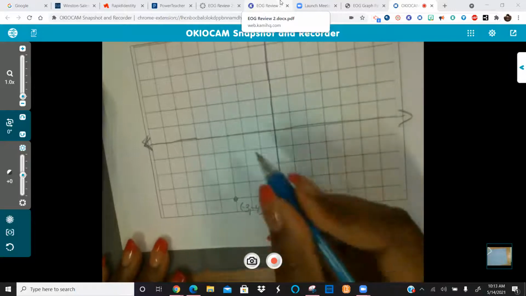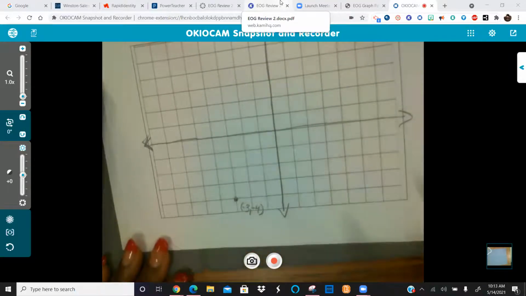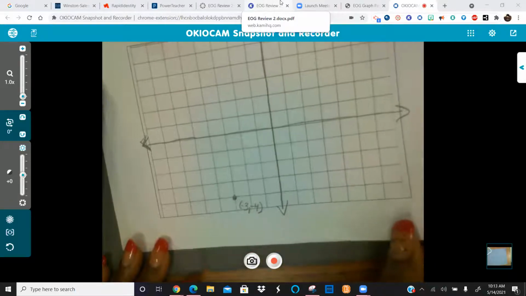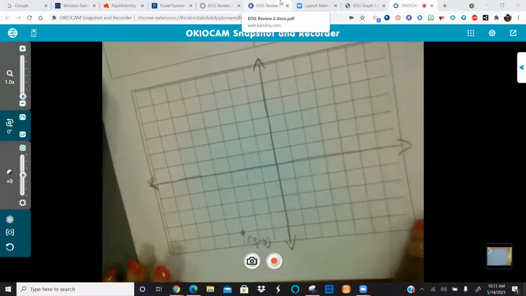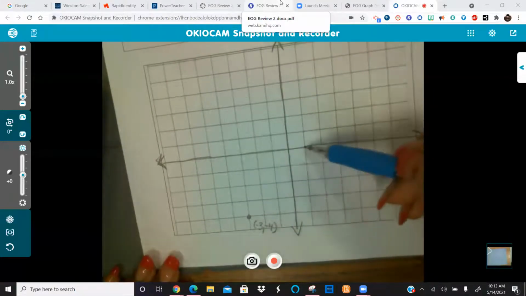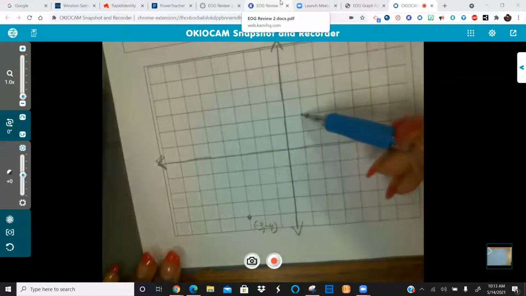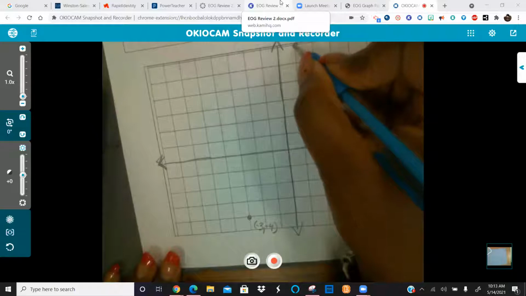Make sure you graph it. I went to the left 3 times and down 4. My next point or ordered pair is 1, 6. Okay, +1, start at the origin, is 1 time to the right. +6 is up. 1, 2, 3, 4, 5, 6, right here.